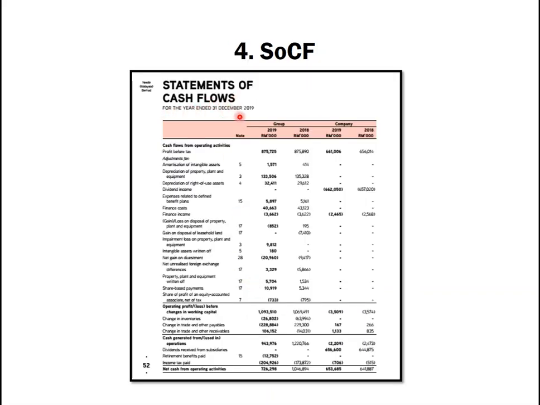Statement of cash flow. Statement of cash flow is the summary of cash movement in the business. So as we can see that it's from operating activities, changes in working capital, and so on. So this is the information you can get from the statement of cash flow.